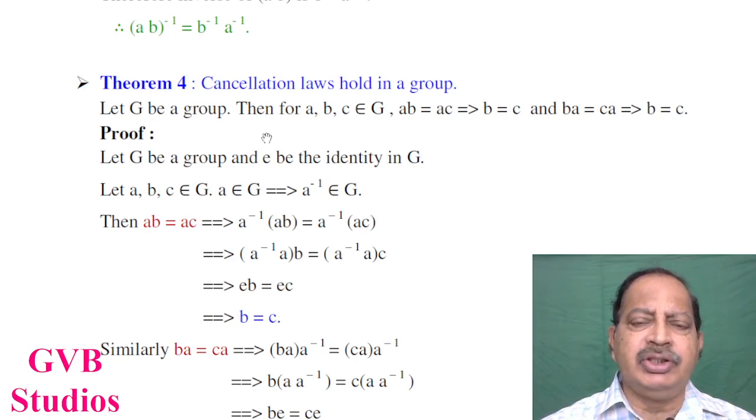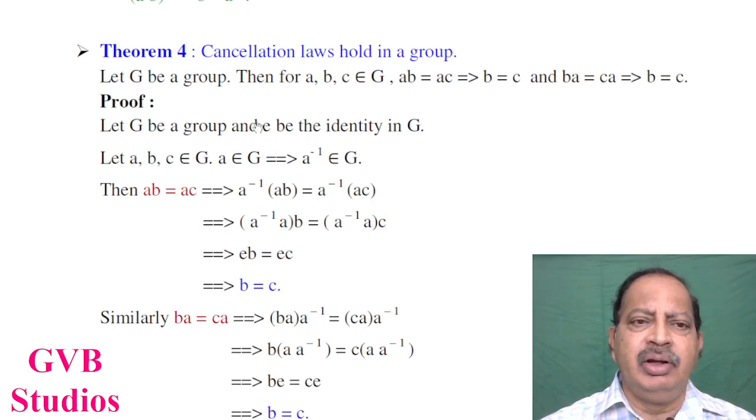We go to the formal statement of the theorem. Let G be a group. Then for a, b, c belong to G, the equation ab is equal to ac implies b is equal to c. And the equation ba is equal to ca implies b is equal to c. Observe that here on the left side of this equation, this is ab and this is ac. This implies b is equal to c. That implies we can cancel a on the left side of the equation.